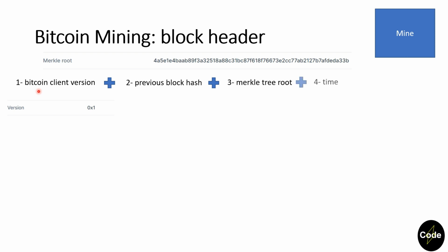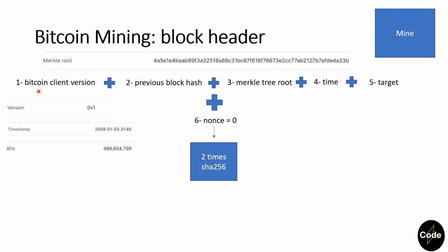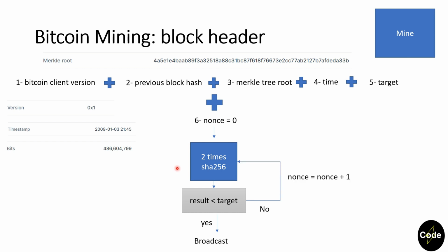Then we have the time that the miner chooses for the time of mining that block. We have the target, the number that will be compared to the output of the secure hash algorithm. And finally, we have this random number. Again, we apply the secure hash algorithm 2 times. If the result is lower than the target, then the miner broadcasts the result. Otherwise, the random number is incremented and the process is repeated.